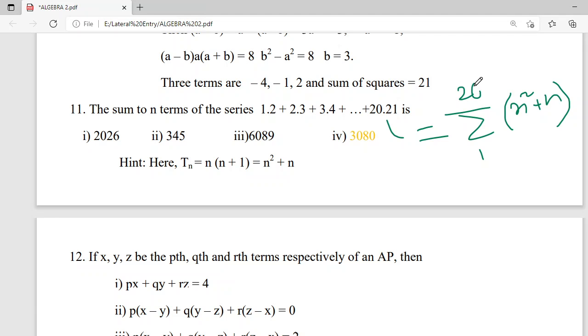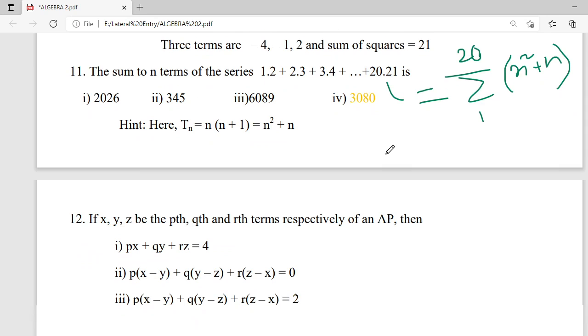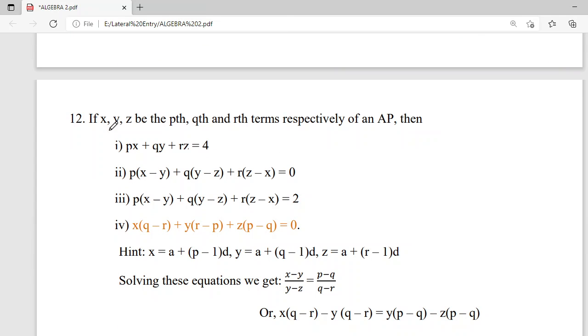So for this one you are to write 1 square plus 2 square plus 3 square up to 20 square. Then this one is 1 plus 2 plus 3. So from the formula for sum of squares, we have the formula n into n plus 1 into twice n plus 1 divided by 6. And for this formula you write n into n plus 1 divided by 2 and add it, you will have it.